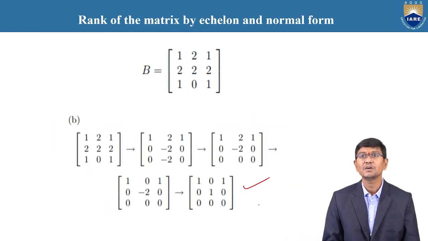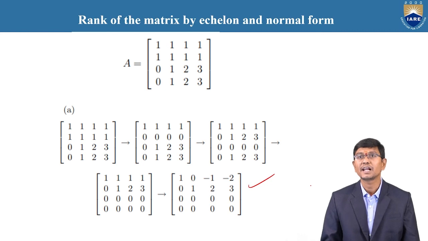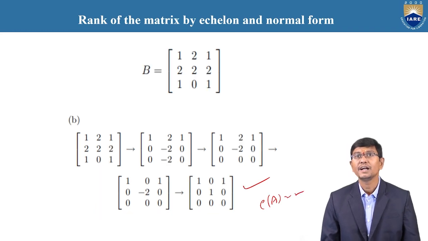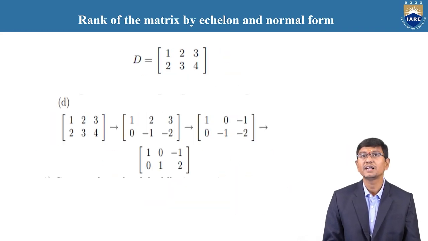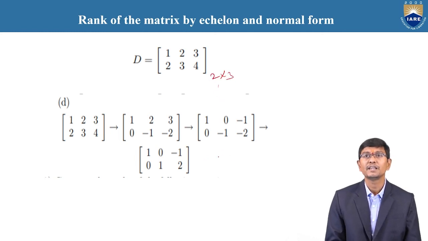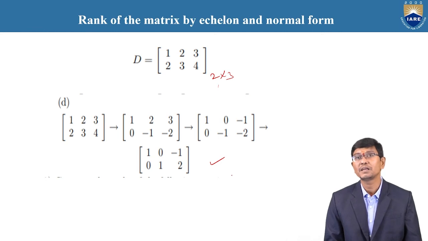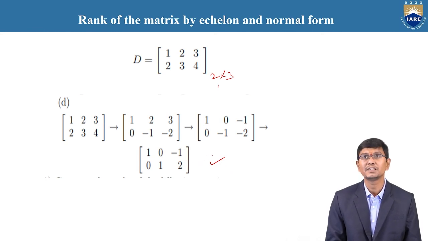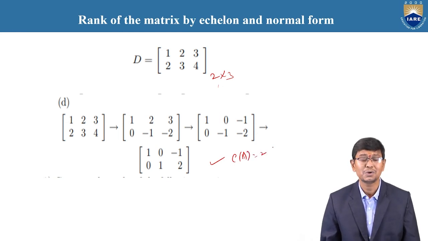And in the second example, the rank of the matrix is equal to 2. And again in the first example, the number of non-zero rows is equal to 2 only. Therefore, this final matrix is also a matrix of order 2 by 3. By using elementary row operations, finally you obtain this matrix. The number of non-zero rows is equal to 2. Therefore, the rank of the matrix is equal to 2 only.